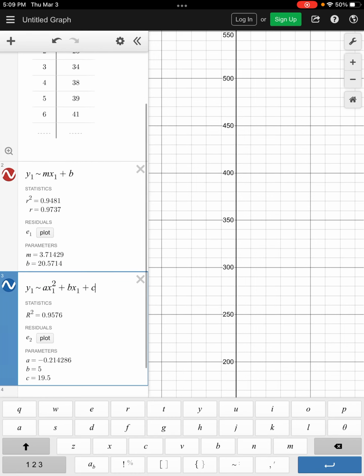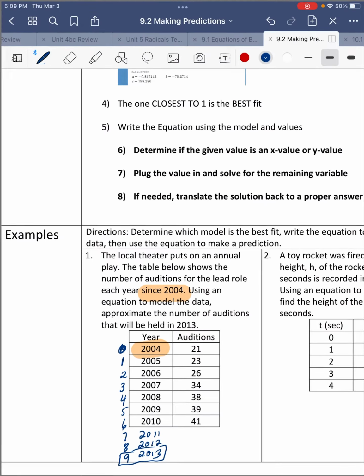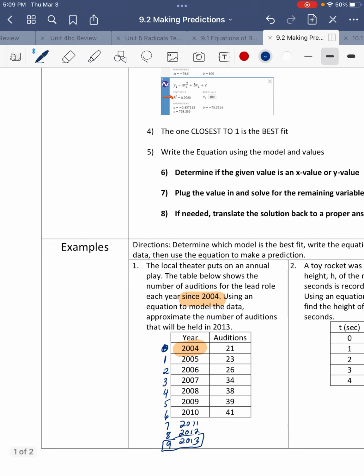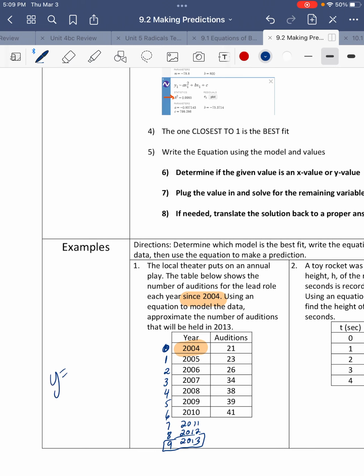All right, let's take a look at our r squared values. Linear is 0.9481. That's pretty close to 1. R squared on the quadratic is 0.95. That's bigger, so we're going to use quadratic. I'm going to write down my a is negative 0.21, b is 5, and c is 19.5. Let's plug that in. I'm just going to write it off to the side. We have y equals negative 0.21x squared plus 5x plus 19.5.